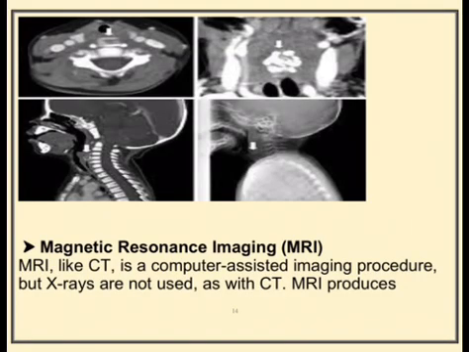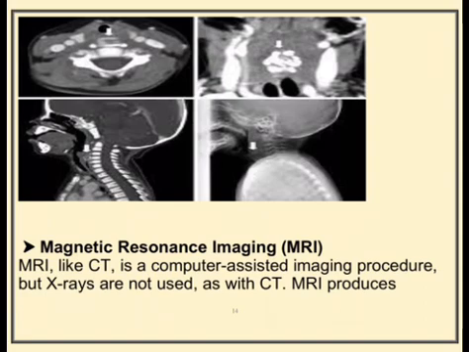Right here, CT scans, computed tomographic scans of the region of the neck. You can see the sagittal view there, a sagittal section. Then you also have the axial sections shown there as well.